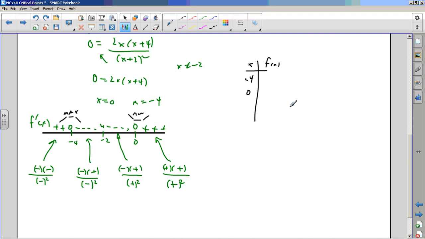I wasn't asked for a sketch, but I certainly could include one. It wouldn't be too tough, and I could get some values in there, but I don't really care because, oops, I had that backwards. This one's the maximum, and this one's the minimum. Local minimum, maximum.